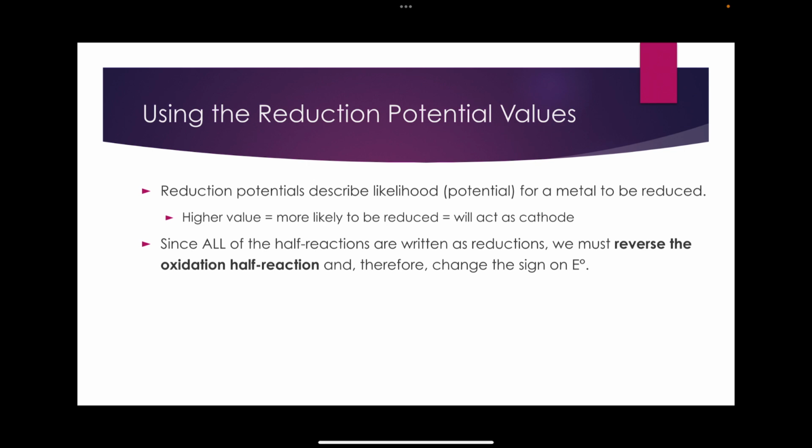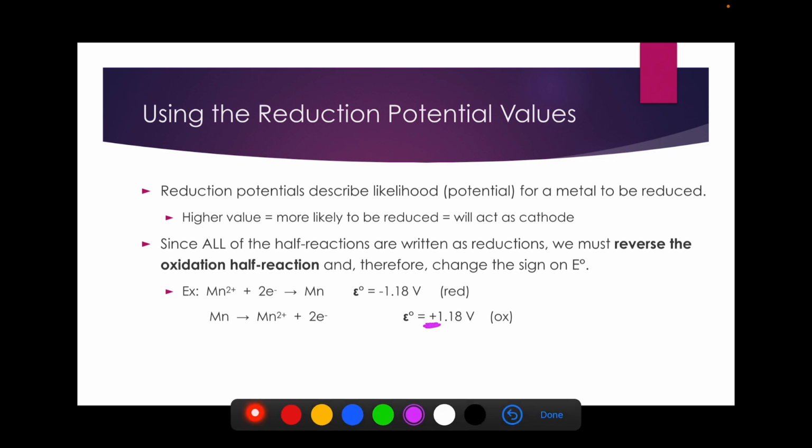Since all of the half reactions on a reduction potential table are written as reductions, we have to determine what will be oxidized and then reverse that half reaction. According to Hess's law, when we reverse the half reaction, we also change the sign on the reduction potential. For example, here's the reduction of manganese. If we want the oxidation of manganese, we would reverse the reaction and also change the sign on the reduction potential from negative to positive.